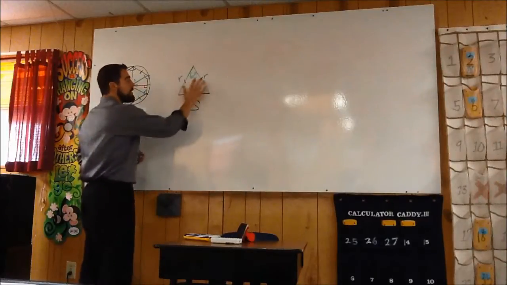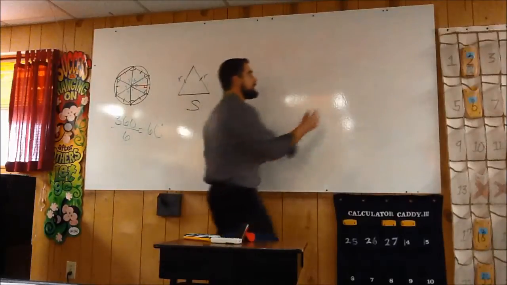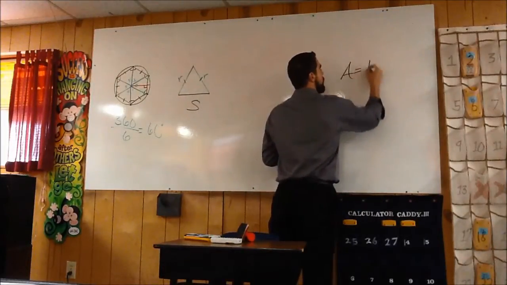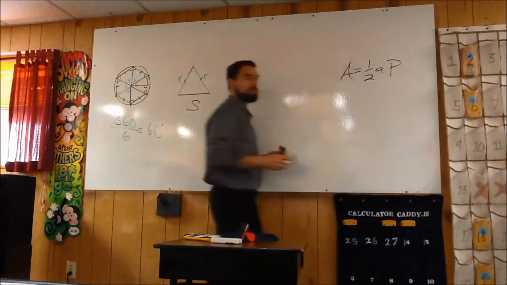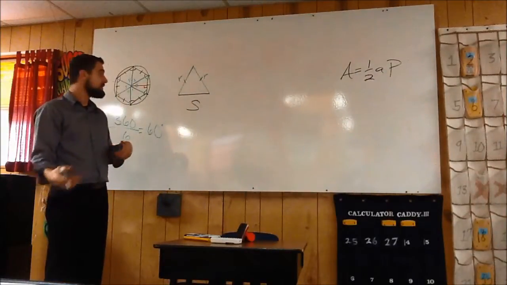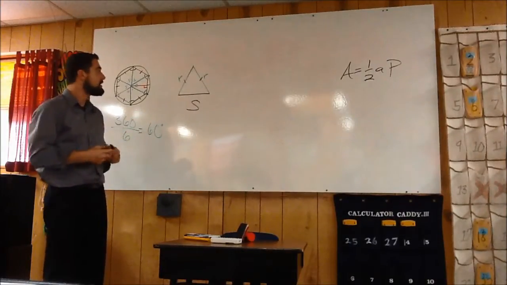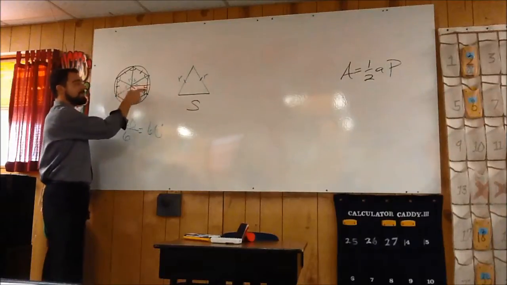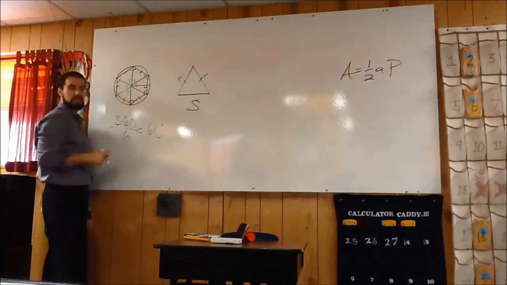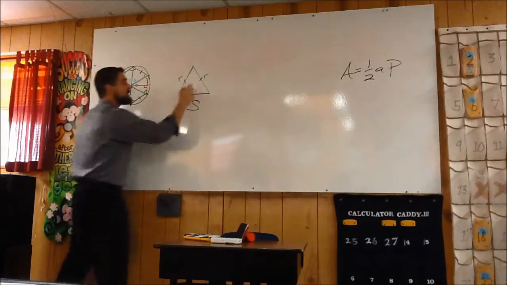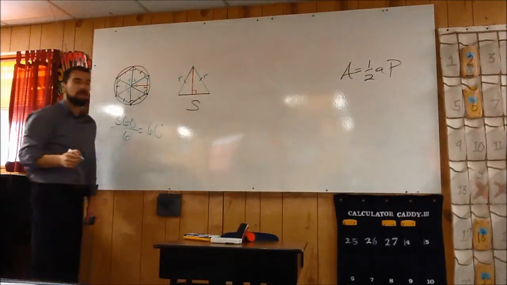If we look back at the area of a regular polygon, it says 1/2 times apothem times perimeter. We need to determine the apothem's length, and we need to determine the perimeter of this regular polygon. The apothem is the distance from the center of this polygon, perpendicular to that side. So I can draw in an apothem right here.